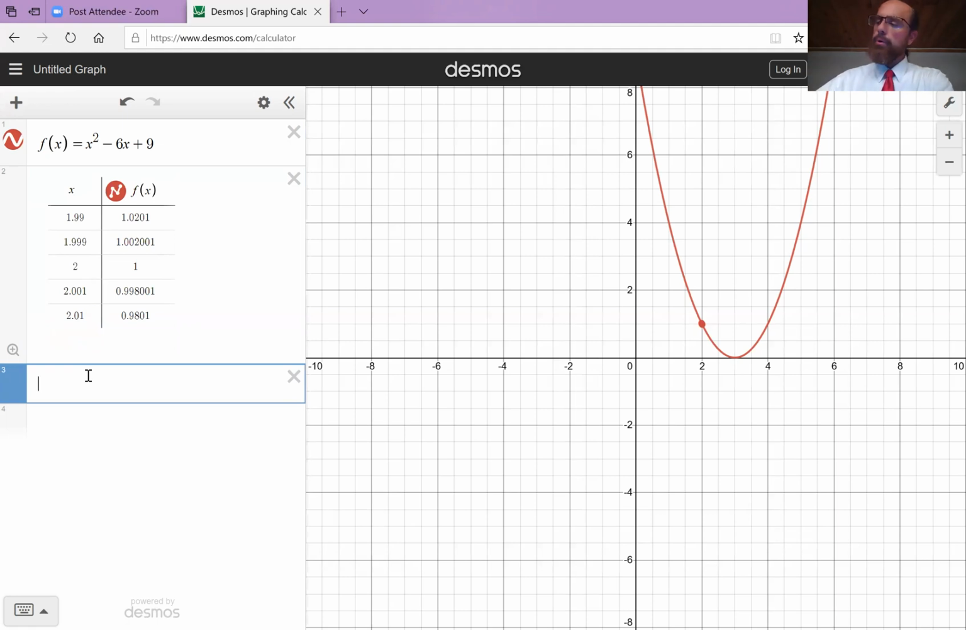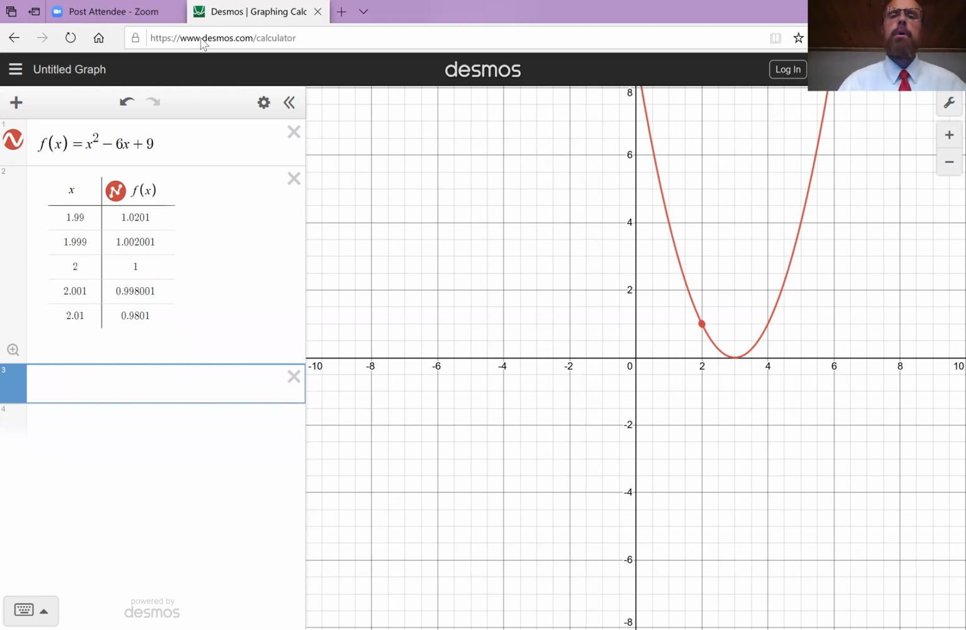So the output at 1.99 is 1.0201. At 1.999, it's 1.002001. Now, this table is giving away the limit value. It is 1. So just keep in mind, for our function, it was undefined. At 2.001, the value is 0.998001. 2.01 as an x has the y output of 0.9801.